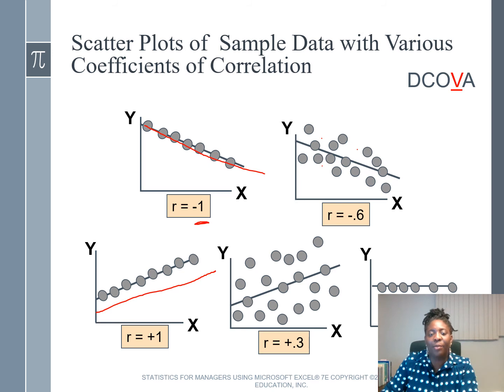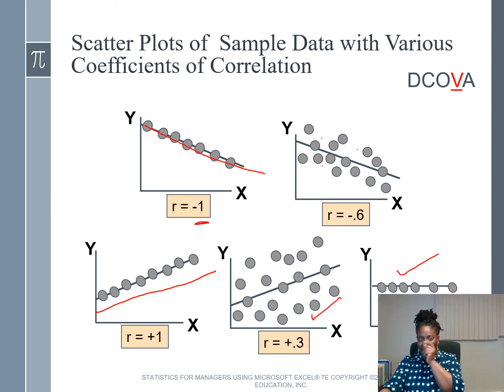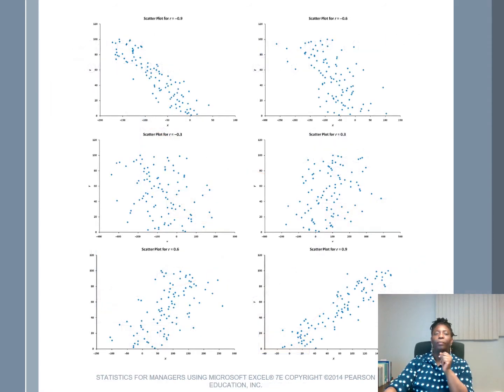So this one here is spread out, and it's a moderate to weak positive relationship. I'll say it's weak positive relationship, and this one here just signifies no relationship.